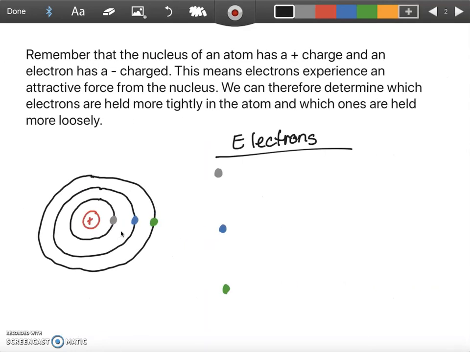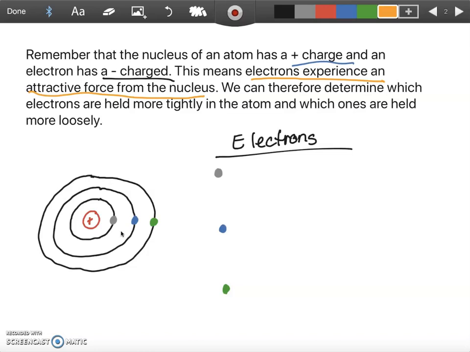Let's see what this looks like when we're looking at how atoms hold on to their electrons in the different energy levels. Okay, I have a simple atom right here, and in the center in red is the nucleus. And remember, the nucleus of an atom has a positive charge, and the electron has a negative charge. This means that overall, the electrons experience an attractive force from the nucleus, and that's what keeps electrons in the atom. It's the attractive force by Coulomb's law between the positive nucleus and the negative electrons.